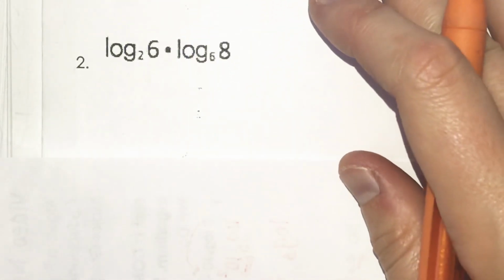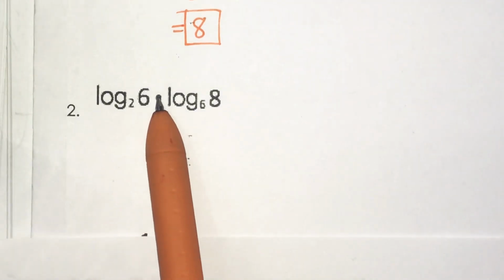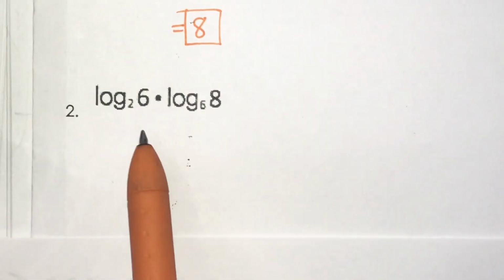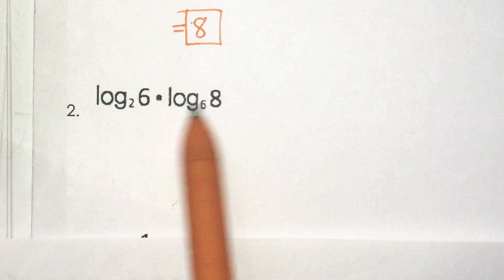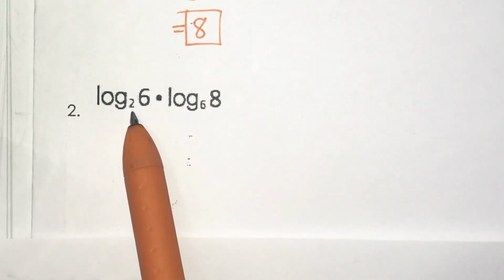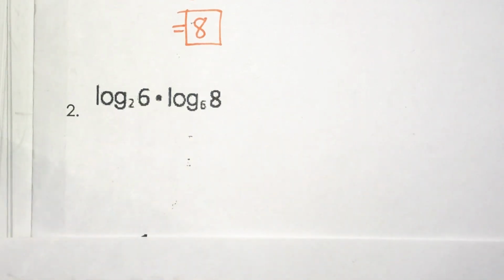Let's try the next one. Looks a little bit different. So for this one, I've got myself multiplication, okay? Now, here's the issue with these two. I've got multiplication, but this one is a log base 2. This one is a log base 6. So they are different bases, which means I'm gonna have an issue because I can't actually add them together or multiply them, right? They have to be the same base in order for me to do that.